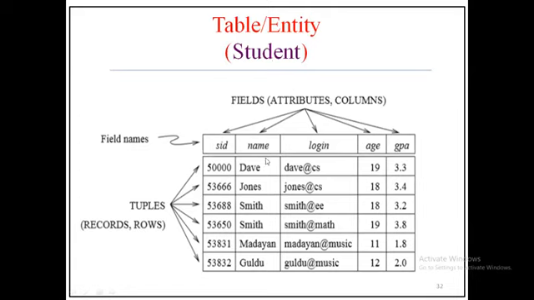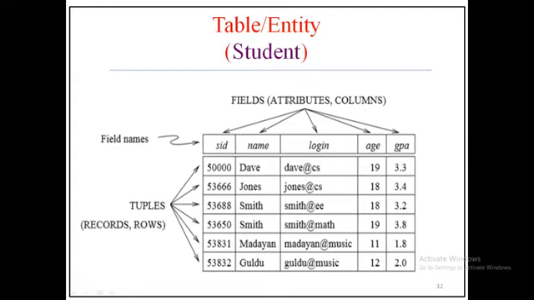A table consists of a number of rows and a number of columns. So here: SID, name, login, age, GPA. These are my column names. At the same time, I have 6 records. I inserted 6 students' information: 1, 2, 3, 4, 5, 6. 6 records are there, and 5 columns are available in the table.